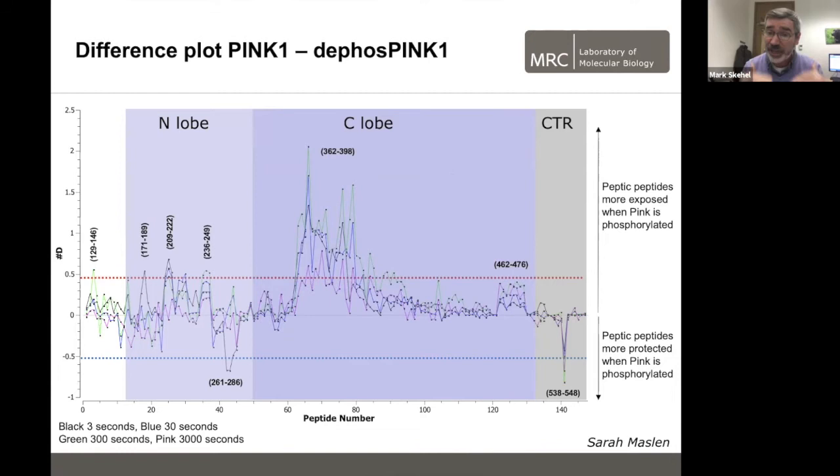So you can see that there's not a lot going on until we get to this C-lobe region here, from around 350 onwards. Okay, there's a huge amount of exposure on phosphorylation of PINK1. Okay, and Sarah carried out these measurements.